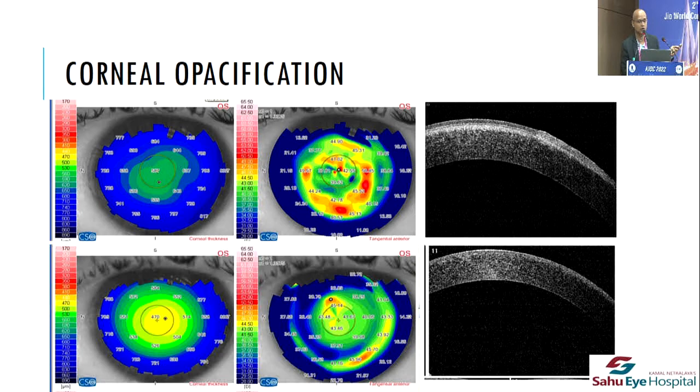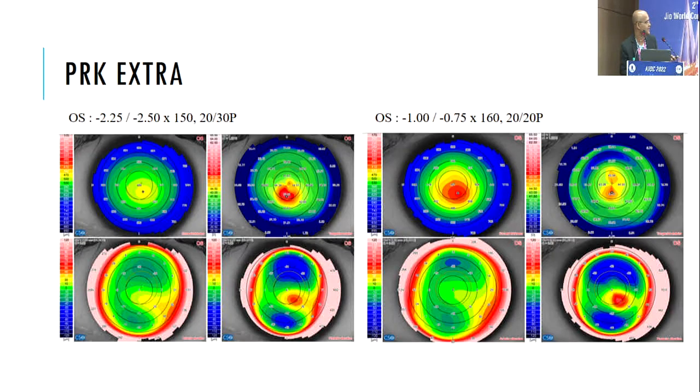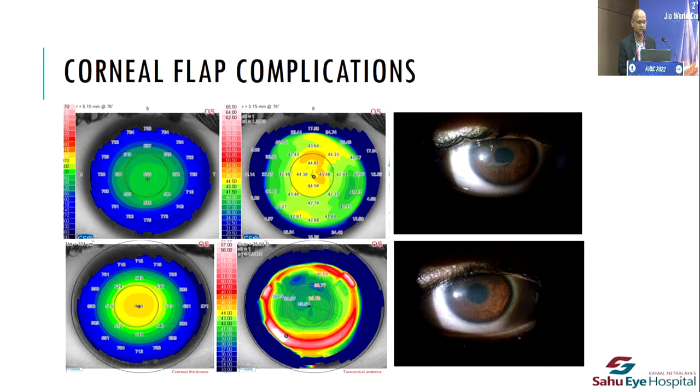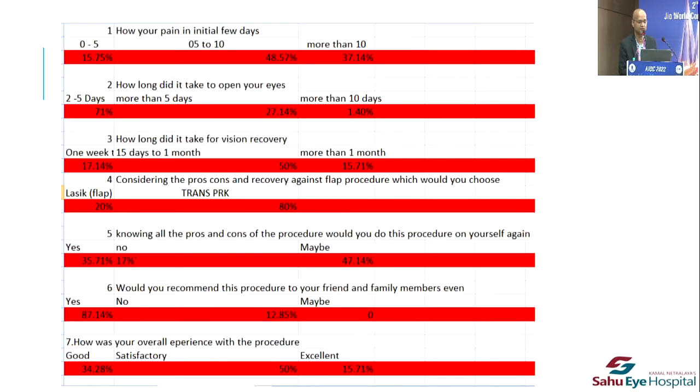When you're dealing with corneal opacifications, it's an amazing tool, very versatile. PRK Xtra: sometimes when you're dealing with keratoconus patients and you have a good corneal thickness and you want to give the patient a better refractive outcome, you can first ablate the cornea and then end up doing the collagen cross-linking. When you have flap complications post-lamellar procedures, again it helps you, and it's a very versatile machine.